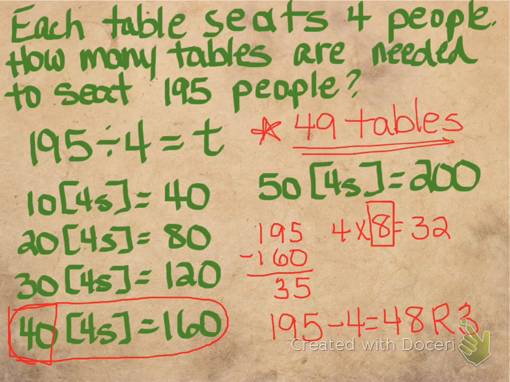But if you will recall, our original question asked us how many tables are needed. So for this problem, you have to be really careful, and you might have some problems similar to this, where if you have a remainder, that means that I have 3 people standing around that need a table. So we would have to make it 49 tables so we had enough to seat everyone, even though there would be 1 spot open at that table.